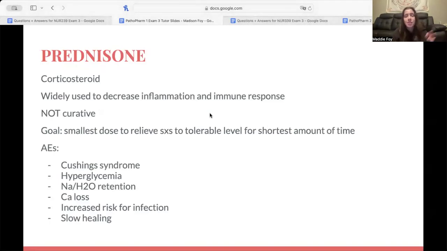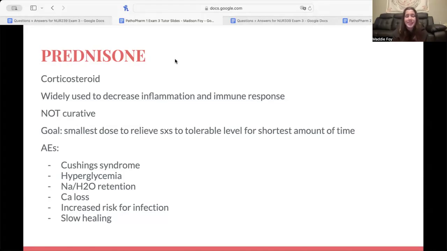The last medication has a lot of information. I think I have 3 slides on it, and I still condensed it as much as possible. So prednisone. Prednisone is a corticosteroid, and typically, just moving forward in nursing school, if a medication ends in "one" and has that "own" to it, it's going to be a corticosteroid. So that's just a little tip to help you when you're going through classes and exams. These are widely used to decrease inflammation and the immune response.